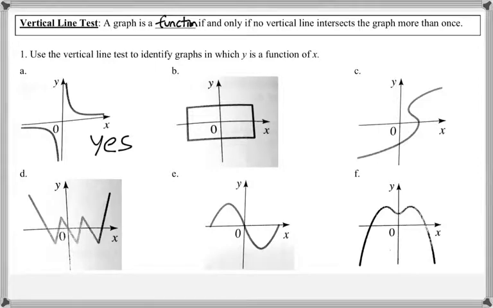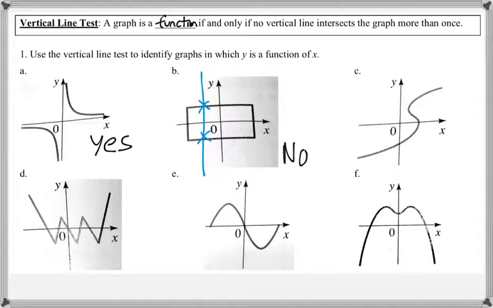On part B, if I just draw a vertical line here, that does intersect it in more than one location. You can draw multiple vertical lines. If you want to draw it over here, you can. But as long as you can find one, then it is not a function.